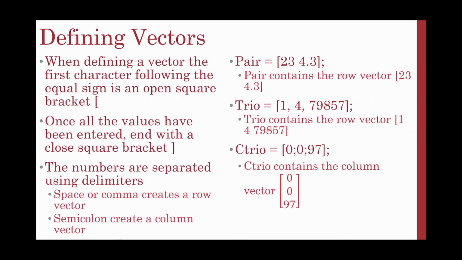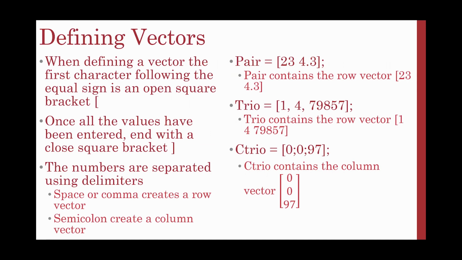Well, it's fairly simple. When we're defining a vector, the first character following our equal sign is an open square bracket. This tells MATLAB I am defining a vector or matrix, but we'll get to that later, and not a scalar. Once all the values have been entered, I'm going to end by closing a square bracket. Numbers have to be spaced out using delimiters. You can use a space or a comma to create a row vector, and a semicolon to create a column vector. So if I type in pair equals open square bracket 23 space 4.3, my variable pair is going to contain the row vector 23 and 4.3.